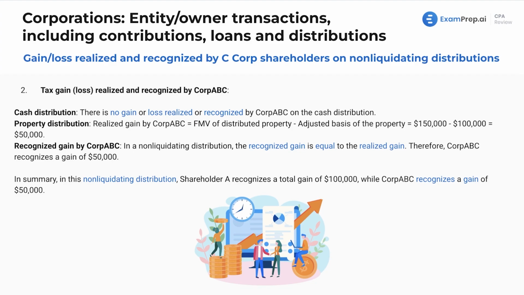So there's no gain or loss realized or recognized. This is just cash being distributed to the shareholder. Double taxation, it does hit the shareholder because, well, they would have gotten more money if the corporation didn't get taxed on the money initially.